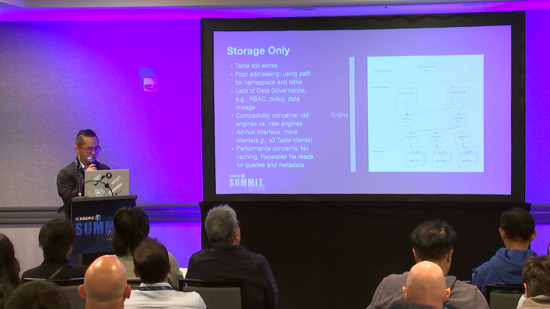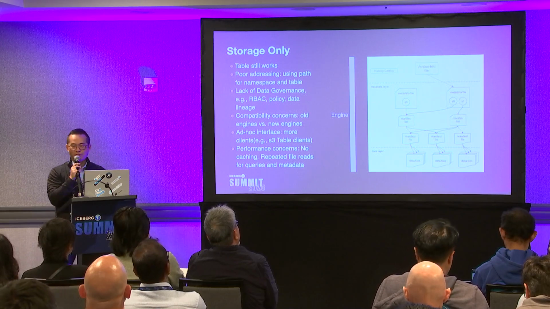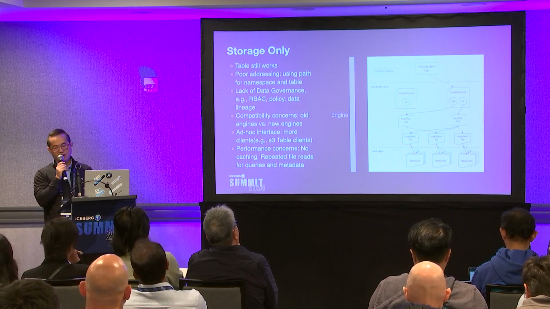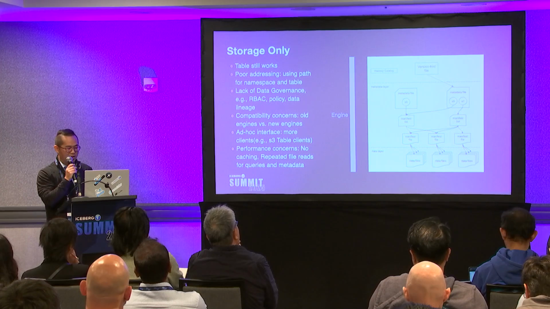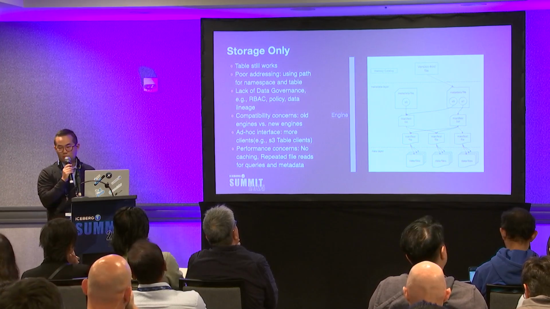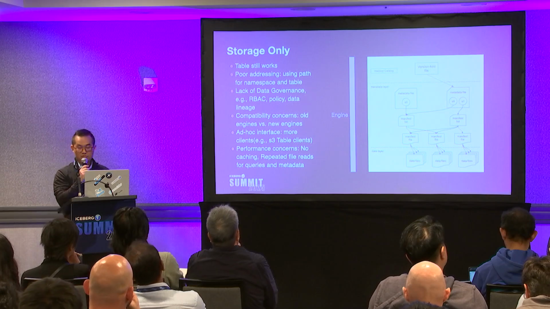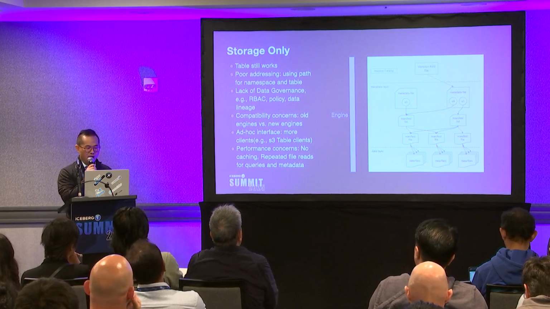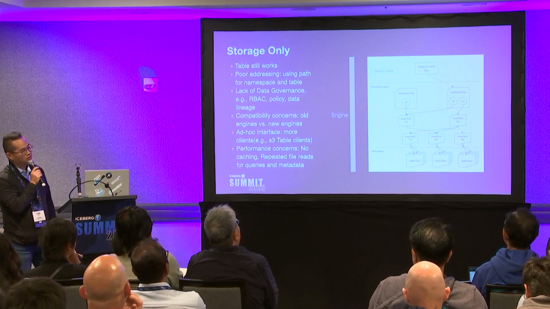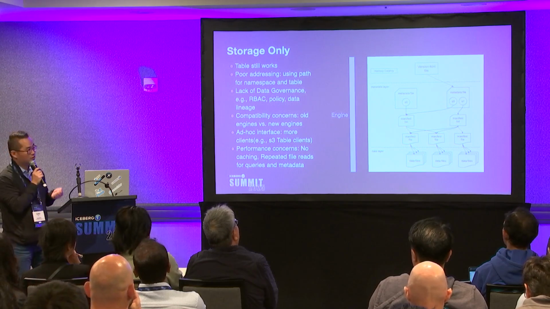Second, lack of data governance. Everything is just storage. Whatever the permissions are, it's always storage. There's no RBAC for your table metadata, no policies, and no data lineage. Everything is just storage. And as you can see, this blue bar, everything is written by the engine. It could be Spark, Trino, or Flink.